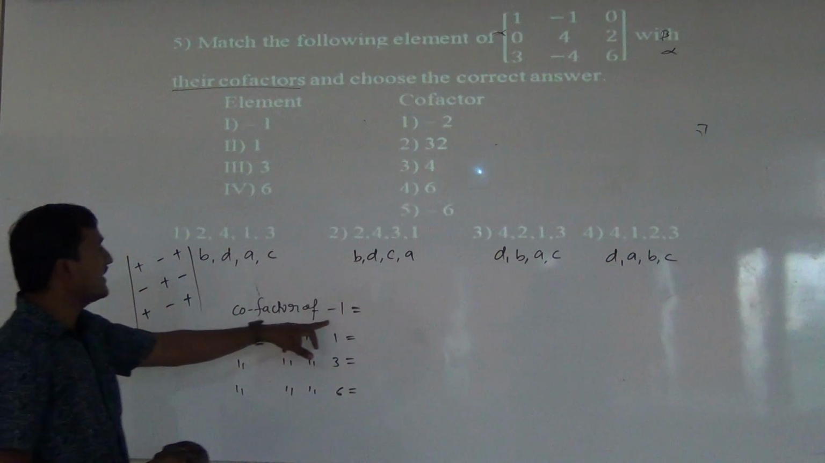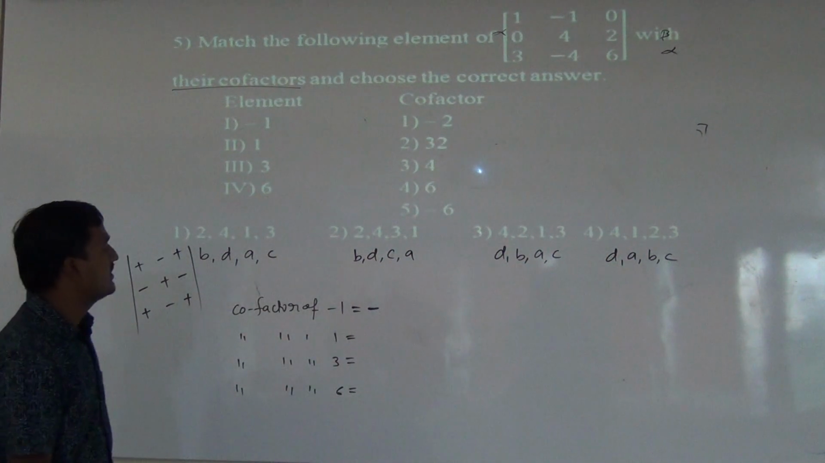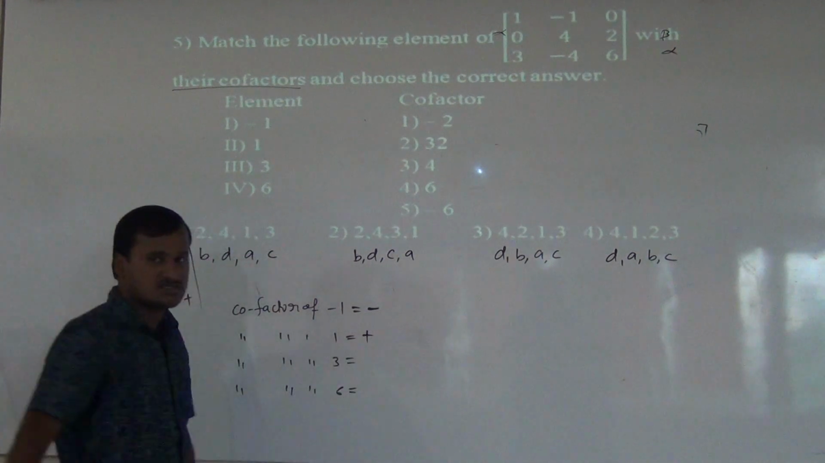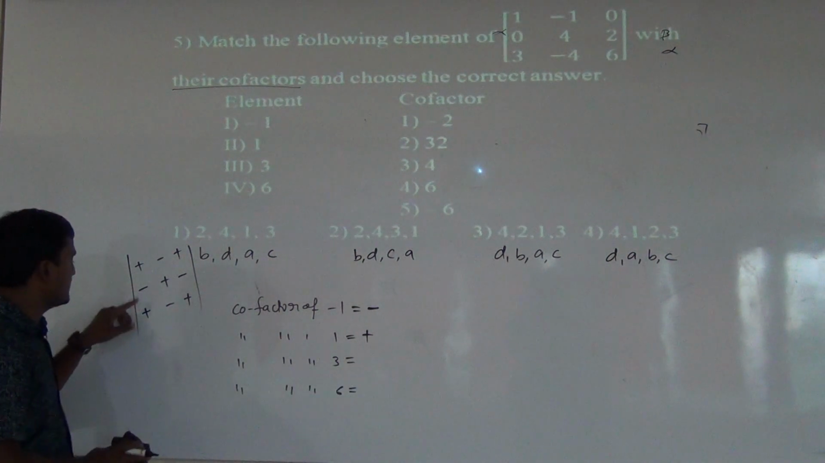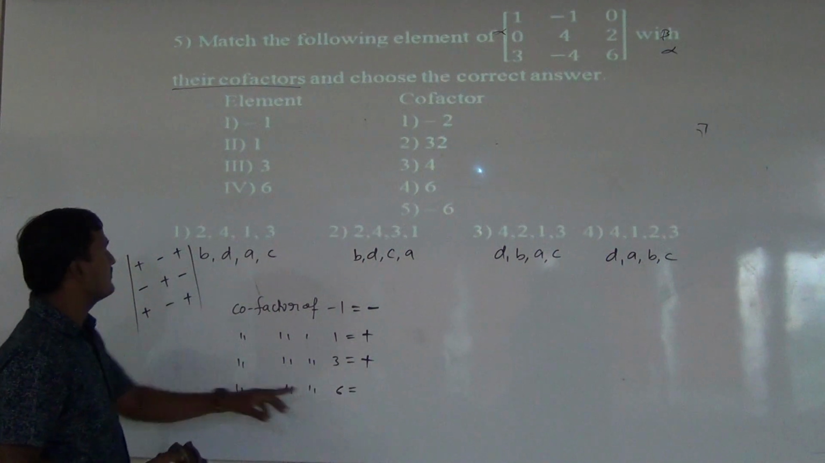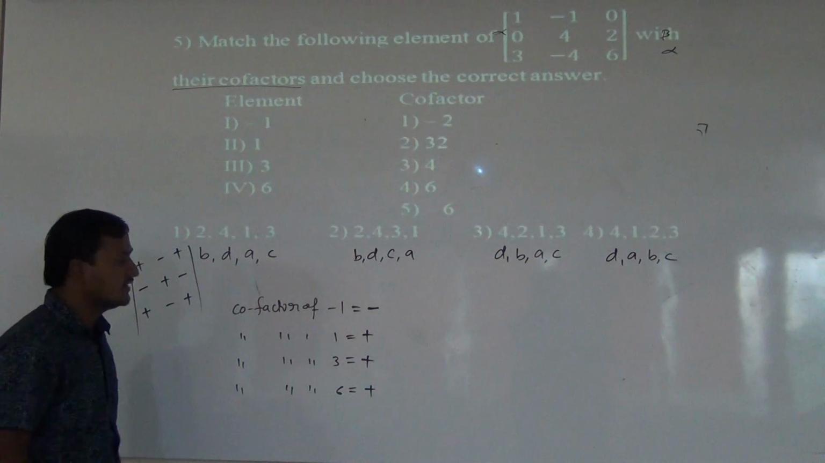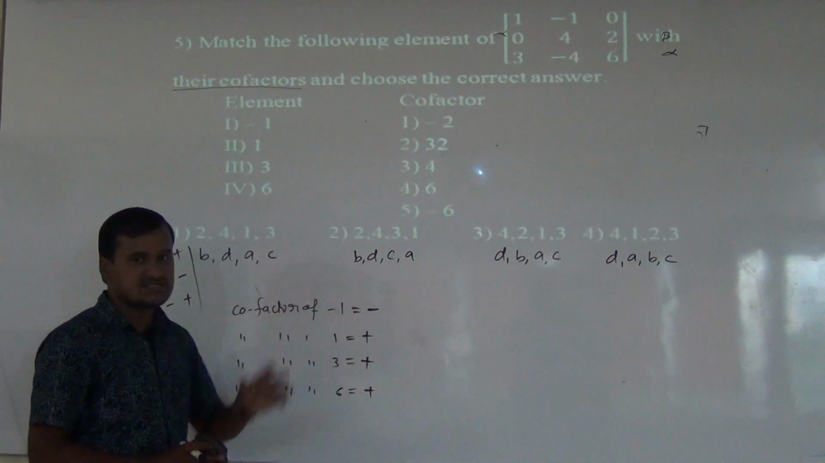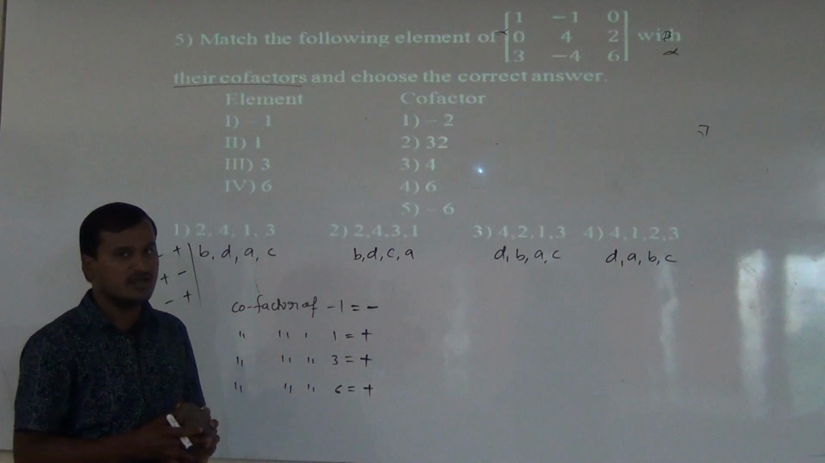So here it is cofactor of -1. Minus 1 means it will start with minus, and cofactor of 1 means it is plus, and cofactor of 3 means plus. Cofactor of 6 means again it is a plus. Is it right? So these are the cofactors with corresponding sign. Now I should find the minors. Minors means deleting its row and column.